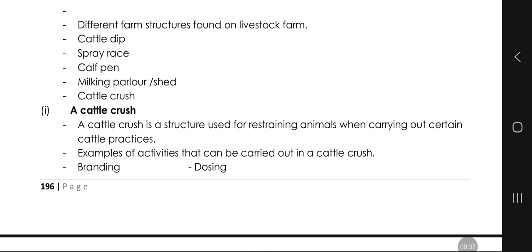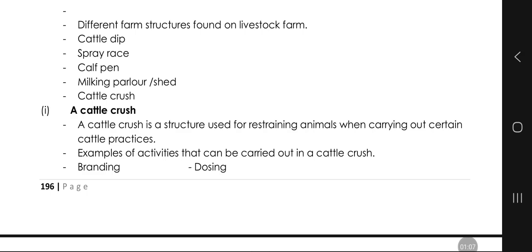So the definition I'm having here is saying a cattle crash is a structure used for restraining animals when carrying out certain cattle practices. So it is a structure. It is built the way you build the kraals, but it is used for restraining, for holding an animal in one place such that certain activities can be done.